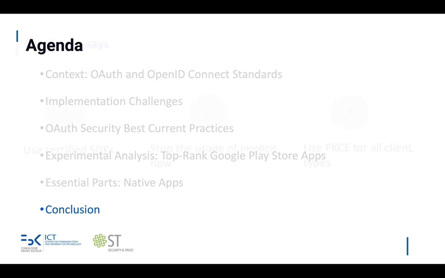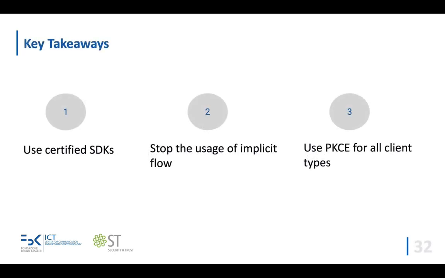So the final part. I want to conclude my talk with these three takeaways. First of all, please use certified SDKs that handle a lot of things in the flow for you, instead of building everything from scratch. And secondly, and the most important one, stop using the implicit flow as it is known to be problematic, and use PKCE for all client types, as it brings a lot of benefits, like avoiding code injection and code replay attacks.